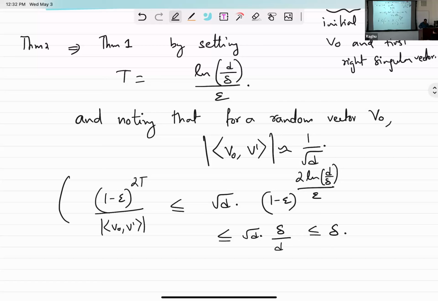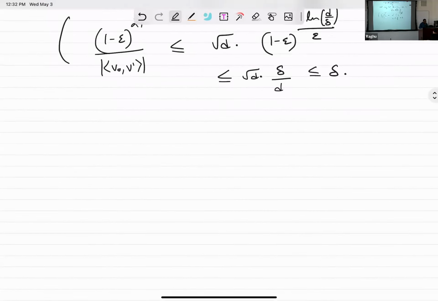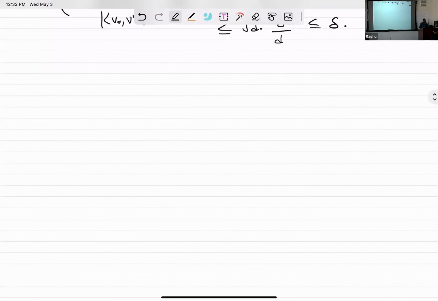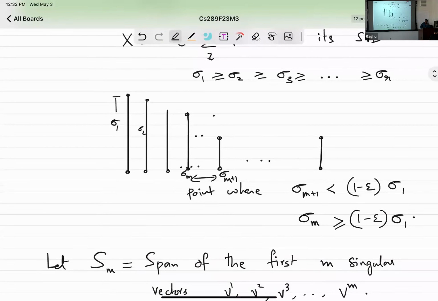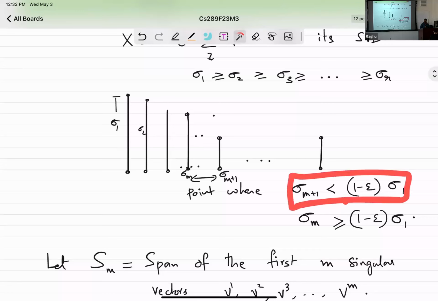All right, let's see how we can prove such a thing. What I'll do now is not actually prove the full theorem. I'll do a special case and you will extend it to the full theorem in homework. There are two things here, right? We said you have to go as far as the singular value that is less than 1 minus epsilon times sigma 1. We had to go up to this level. Until then, everything is equally good.